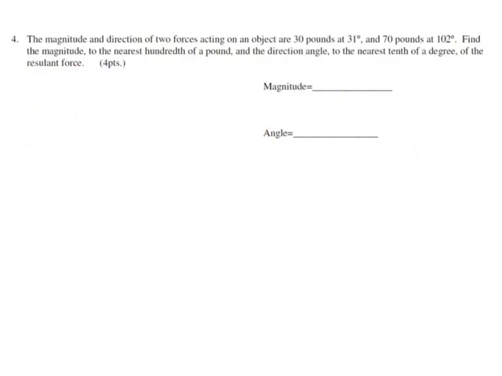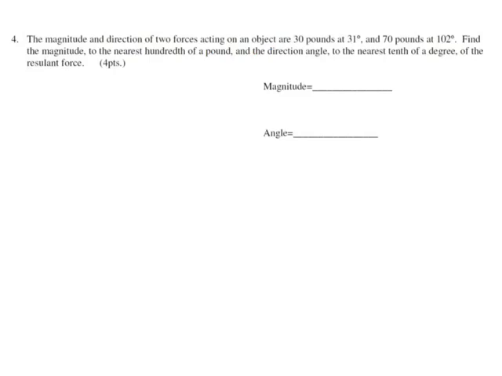In this video we're going to take a look at two examples from our vector unit. And the first one we're going to have two forces and we're going to find the resultant of them. The magnitude and direction of two forces are 30 pounds at 31 degrees and 70 pounds at 102 degrees, and these are acting upon an object.